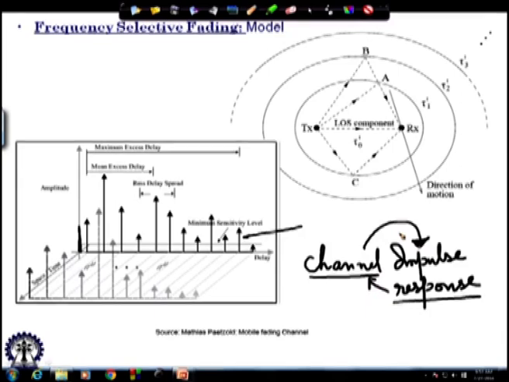What we had seen before is that this is basically you have launched an impulse. What we have seen before, I will draw with a different color.